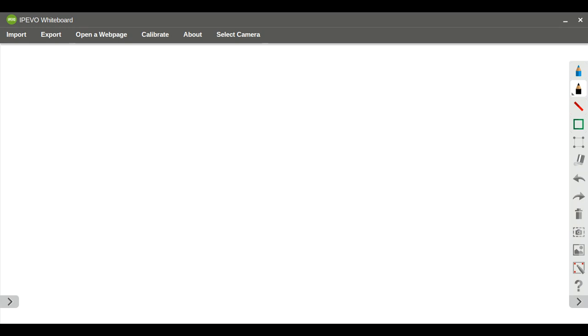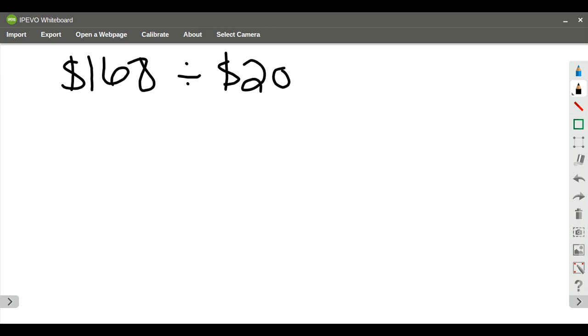So the first problem we're going to take a look at is on page 263, where it says Cameron has $168 to buy uniforms that cost $20 each. How many uniforms can his team buy? Will there be any money left over? So if I have $168 to spend and each uniform is going to cost me $20, I need to figure out how many uniforms I can buy. So I'm solving for the number of uniforms that I can buy.